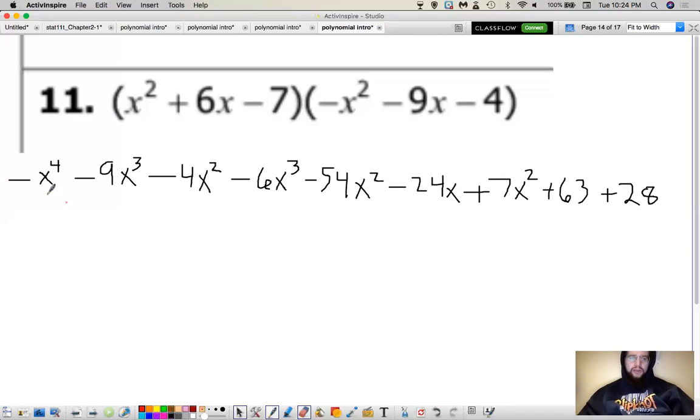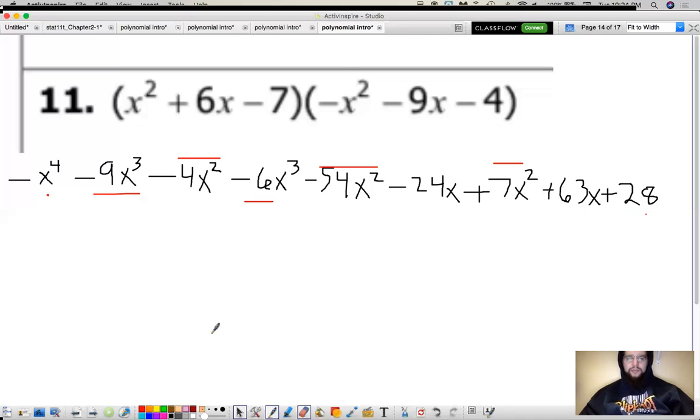I know I only got one of those, and I only got one of those, so I'm not going to worry about that. But I got some cubes here and here. Squareds here, here, and here. Oh, I didn't put the x on this. Sorry. So this is negative 7 times negative 9x. I left off the x. Sorry about that.